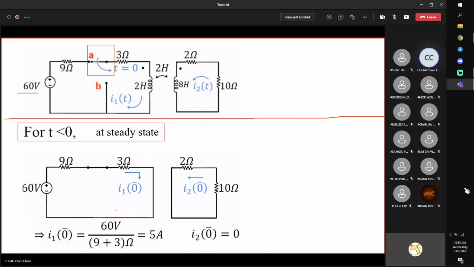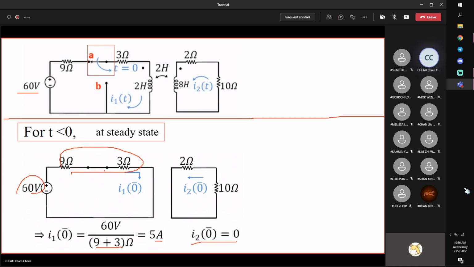Here, for example, the current flowing through here is 60 volts divided by the series 12, so 60 divided by 12, 5 amperes. The other one has no source. If no source, there's no current. Current equals 0, that means voltage equals 0. 0 volts divided by any resistance is 0 ampere.